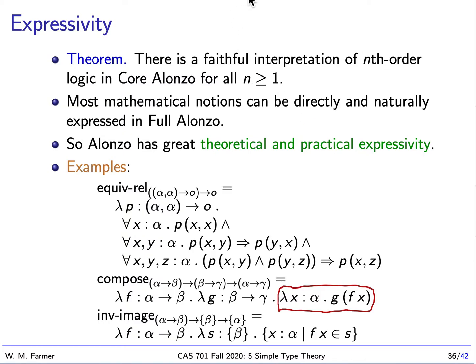The next example, which I know you've already seen, is the inverse image of a set by a function. So here's the function, here's the set. We take the function as input, we take the set as input, and notice that the set is a set of type beta, and then we return a set, and that's the inverse image, and that set will have type set of alpha. Again, this is a completely direct definition. There's no surprises here at all. It's just what we would expect if we were going to define the inverse image. And the syntax here is all the syntax of full Alonzo.